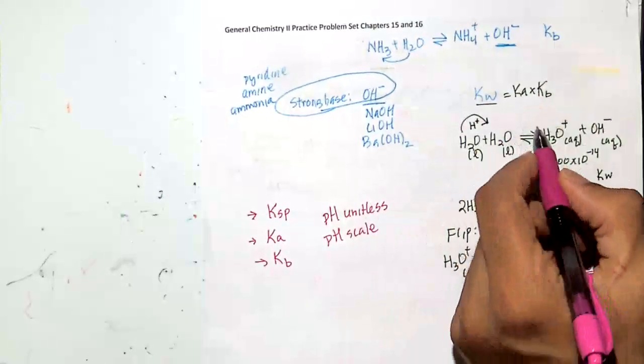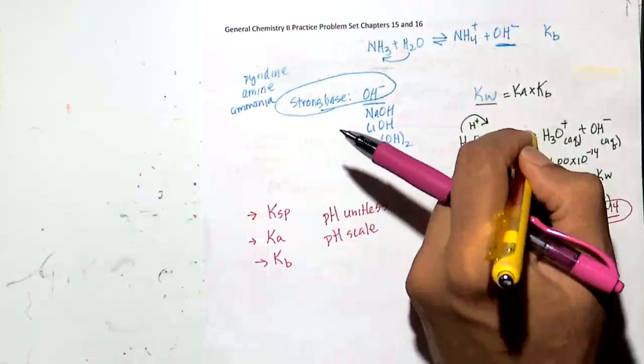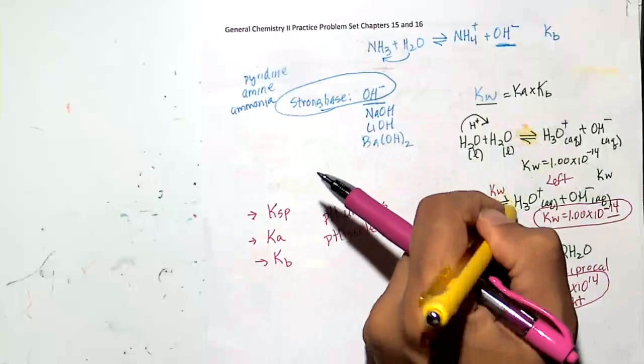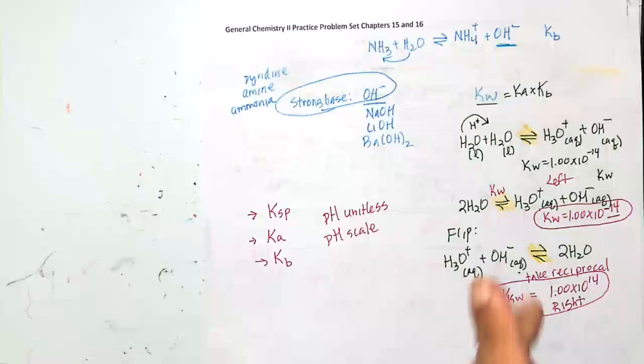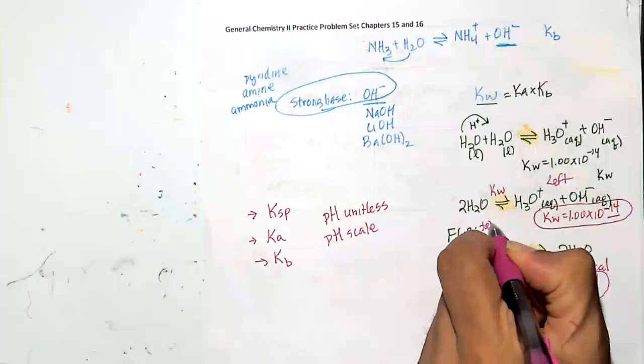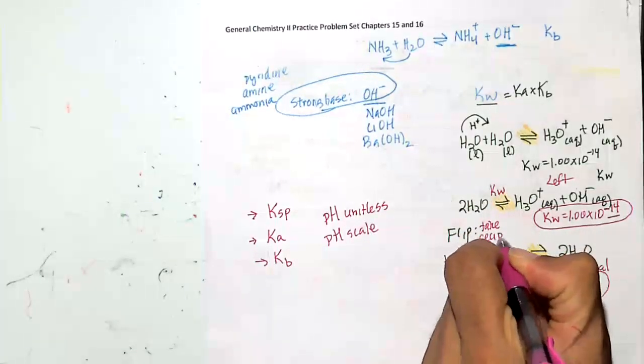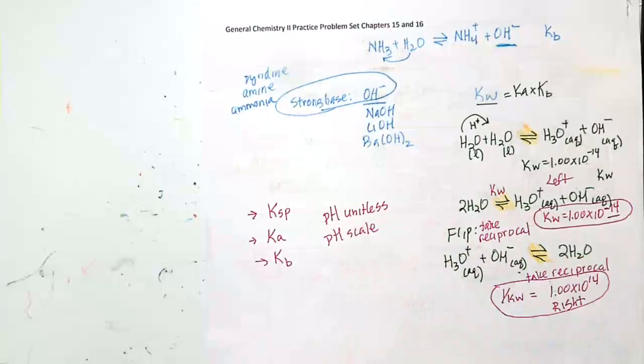So coming back to this, if you flip a reaction that's at equilibrium, how do we know it's at equilibrium? Look at the arrows. If you flip a reaction at equilibrium, you're going to have to take the reciprocal to get the new equilibrium constant. All right, so there's 6 or 7 true-false questions as well. Alrighty then, any questions or comments?